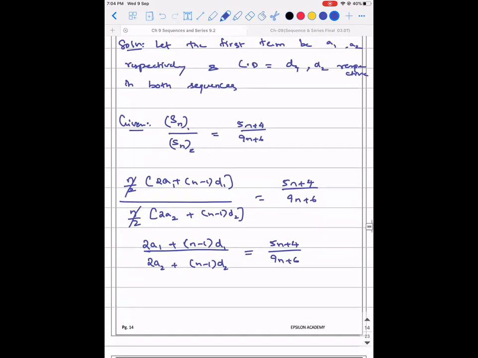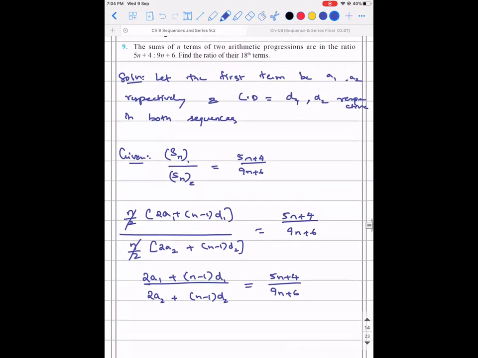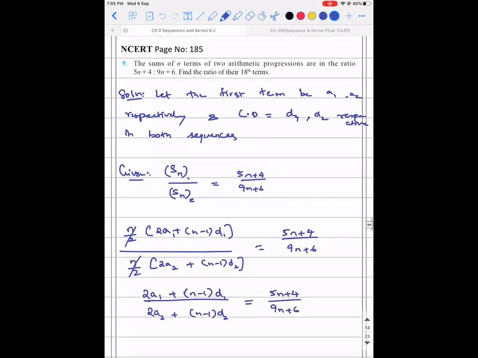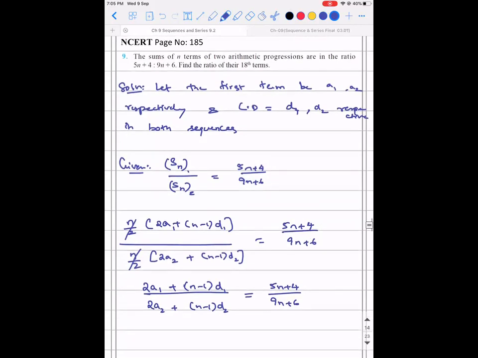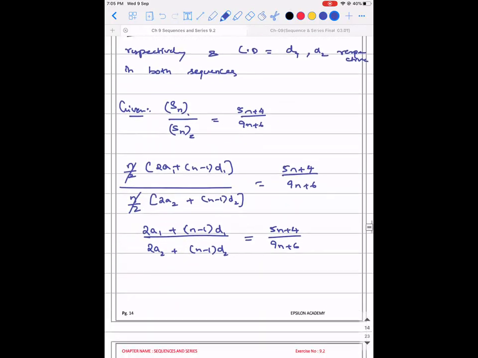Sir, can I cross multiply, sir? It will become complicated. 4 unknowns, 1 equation, you can't solve. 5 unknowns in fact. Okay, sir. Okay, 2a1 plus n minus 1 into d1 is 5n. Okay, you cannot equate it. So what are they asking? The sum is given. Find the ratio of their 18th terms.